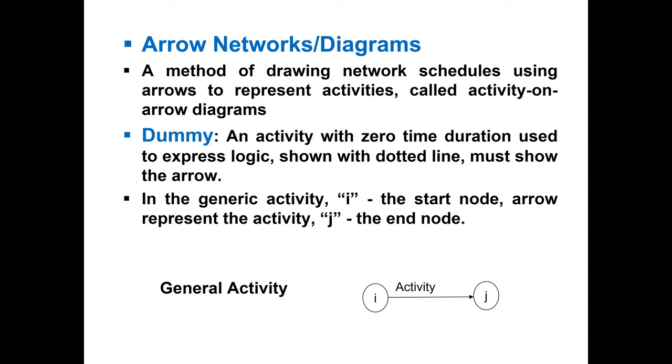So we have a generic activity with a starting node I, the start node, and the arrow represents the activity. Activity is represented by the arrow, and J is the end node. So I is the starting point, J is the finish point of the activity, and the activity is represented by the arrow. That's why we call it activity on arrow, or arrow diagrams.